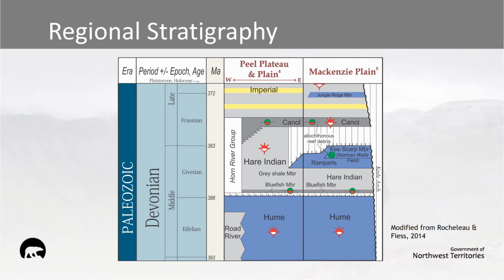The project's main focus is the Givetian-Frasnian age Horn River Group, which includes the Hare Indian, the Ramparts, and the Canol formations. This group is also known to include two intervals with hydrocarbon potential, the Bluefish member of the Hare Indian Formation, and the Canol Formation, which is the source rock for the oil extracted at Norman Wells. The Kee Scarp member of the Ramparts Formation is the reservoir for that field.